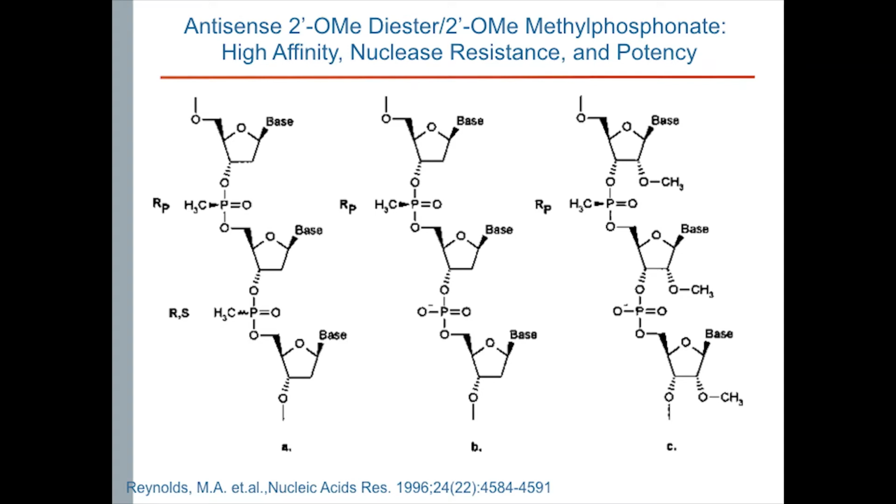But methylphosphonates also had 2 chiral forms, an RP form and SP form. The RP form had favorable properties. The SP form, not so much, because it destabilized hybridization. So we came up with these dimers that were chirally pure methylphosphonates mixed with diesters. They were easier to deliver. And then the 2'-O-methyl was put in to give more nuclease resistance and increase affinity.